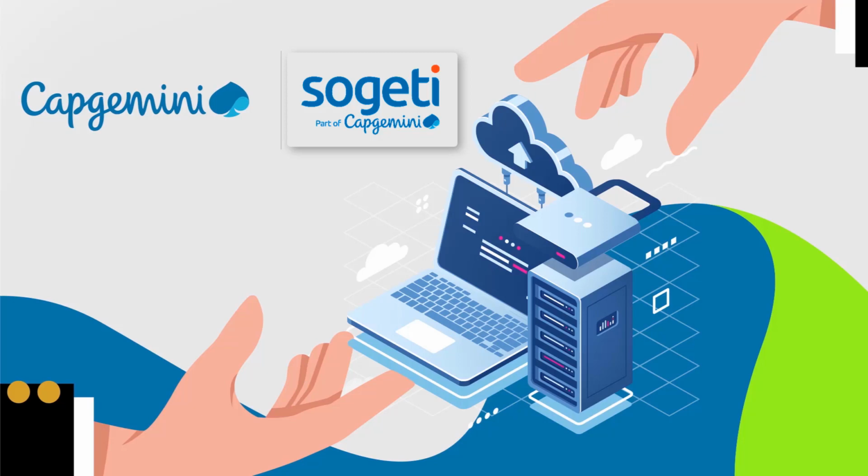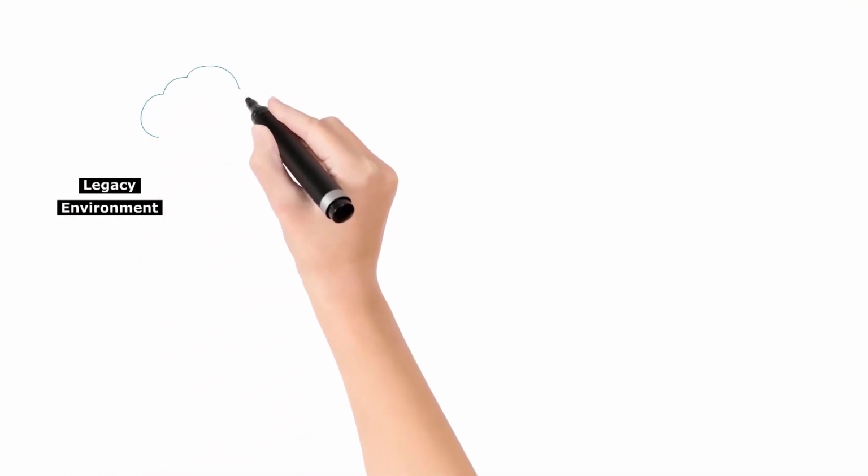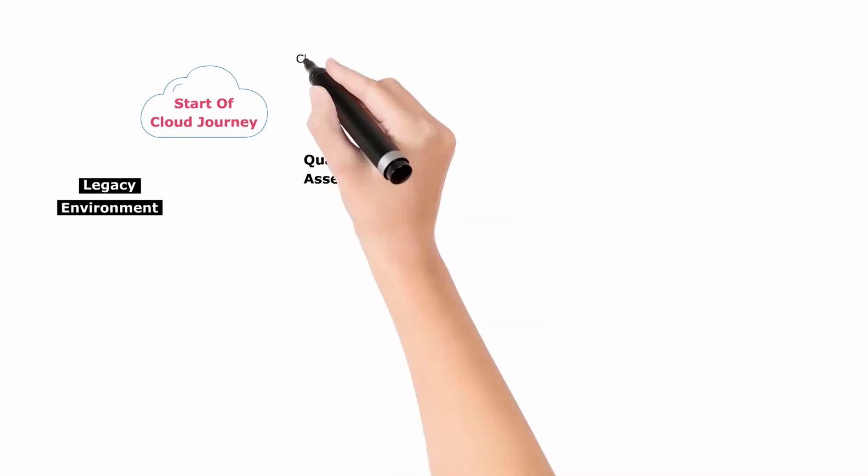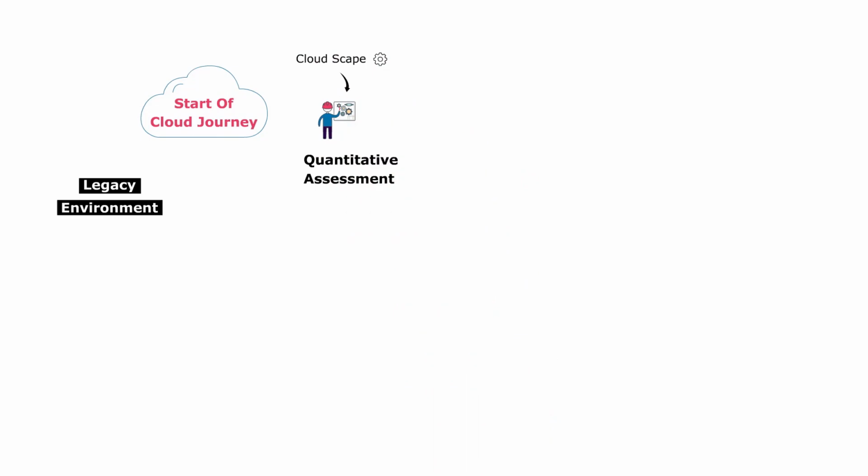Let's now run through the cloud transformation journey step by step. Each step has a set of input and output, and is carried out using industry standard and Capgemini proprietary tools. As we start the journey, the very first step is to perform an assessment. Assessment comprises mainly of two aspects. First, a quantitative assessment using a tool like CloudScape, which helps in infrastructure discovery.